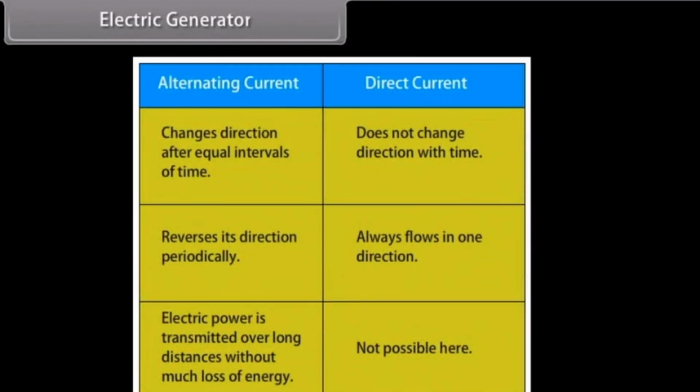Electric generators operate based on electromagnetic induction, that is, whenever a conductor moves in a magnetic field, a current is induced in this conductor. If a magnet is spinning inside a coil, alternating current is induced in the coil. Alternating current changes direction after equal intervals of time. The other type of current is direct current, which does not change direction with time.